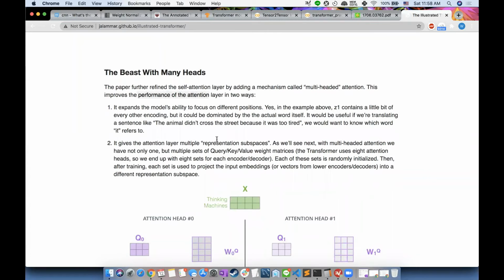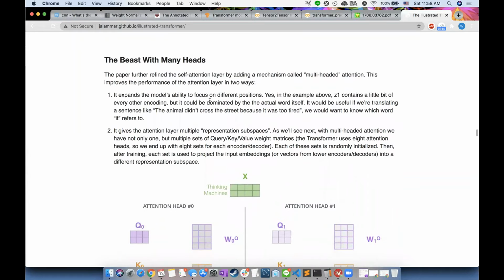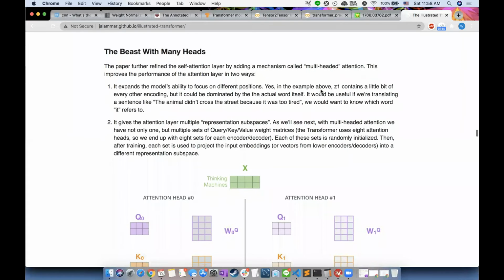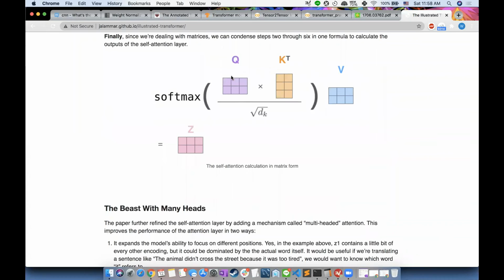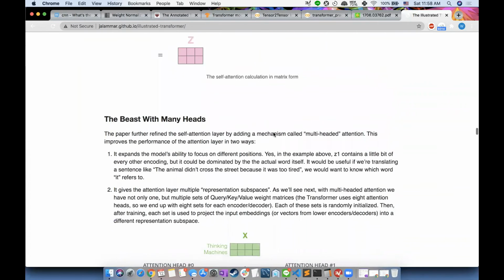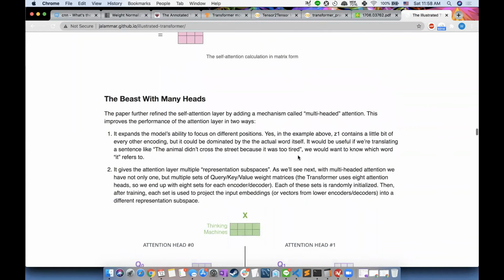So it improves the performance for two reasons. First, it expands the model's ability to focus on different positions, right? In the example above, Z1 contains a little bit of every other encoding because we're doing dot products. Remember Q1 dot product K1, Q1 dot product K2. Even so, it could be dominated by the actual word itself, right? Obviously, you are most similar to yourself.